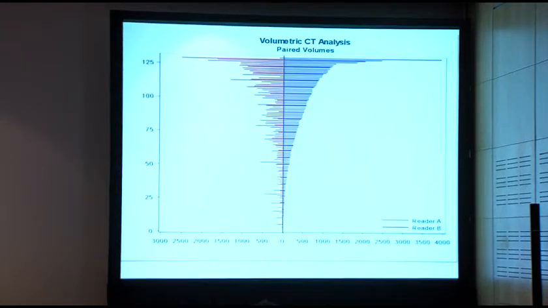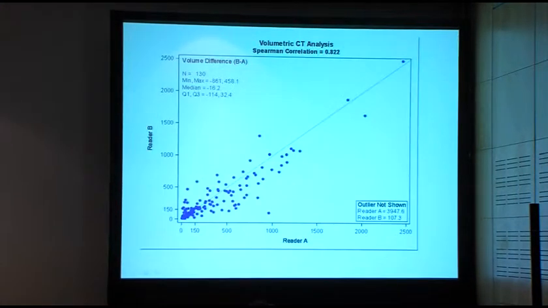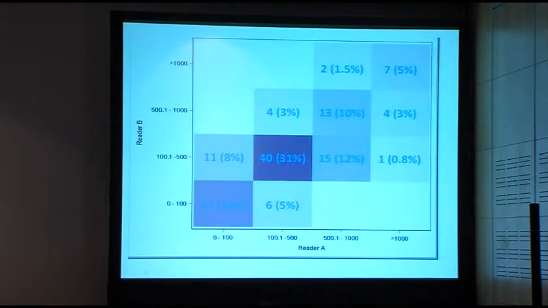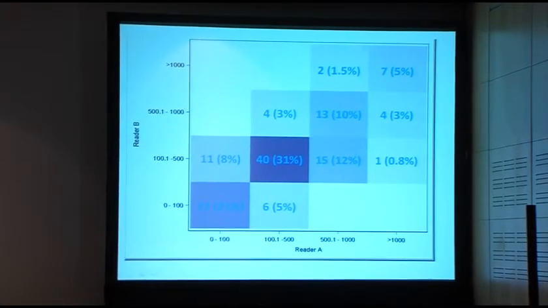Here is a paired volume distribution of reader A with normalized reader B, and of reader B with normalized reader A readings. As you can see, the distribution of the volumes was very similar between the 2 readers. A scatter plot shows the Spearman correlation between the 2 readers, showing a very good correlation. Here's a breakdown of concordance per stage, and you can see there was approximately 67% concordance per stage.